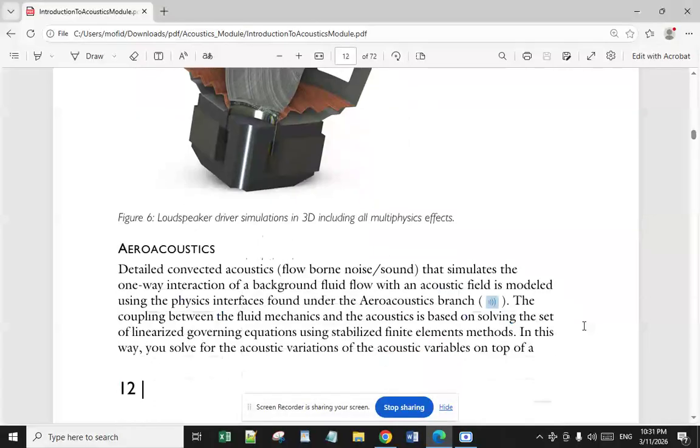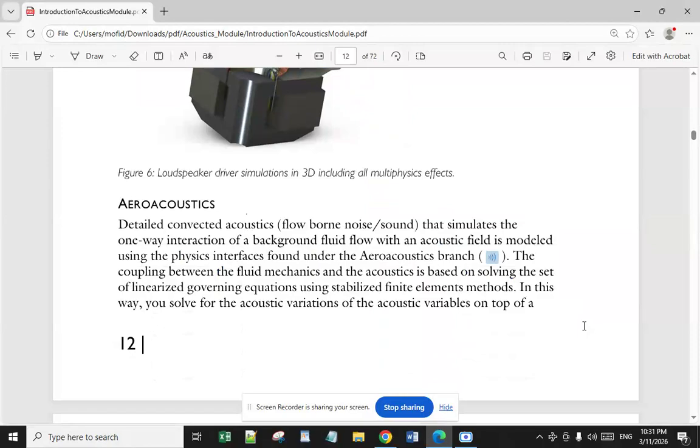The chapter of aeroacoustics, also called convected acoustics or flow-borne noise. Sound that simulates the one-way interaction of a background fluid flow with an acoustic field is modeled using the physics interfaces found under the aeroacoustics branch. The coupling between the fluid mechanics and the acoustics is based on solving the set of linearized governing equations using stabilized finite element methods.